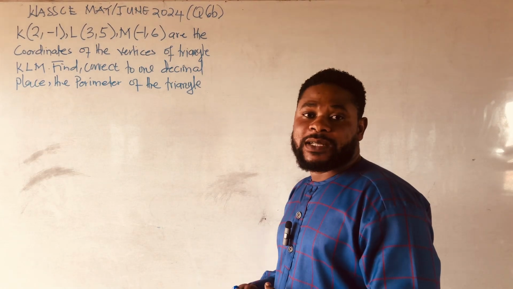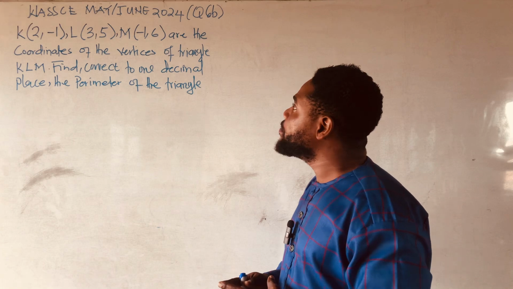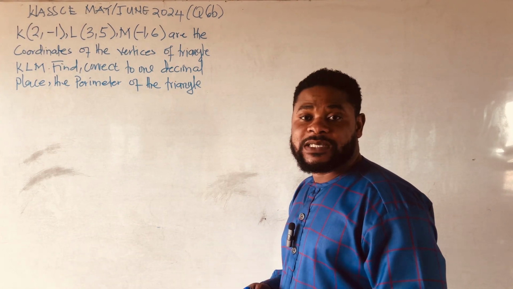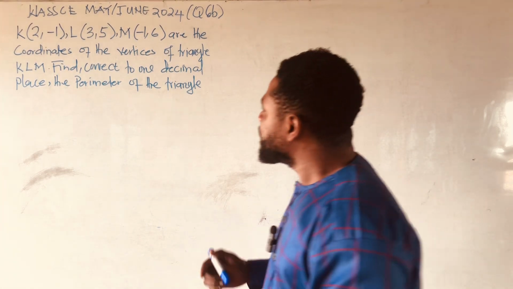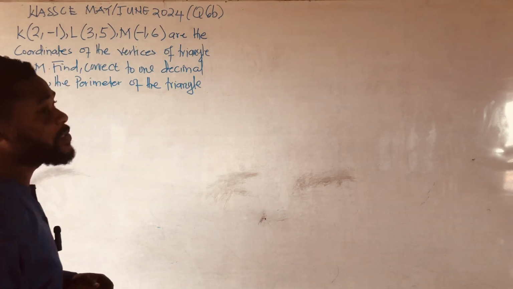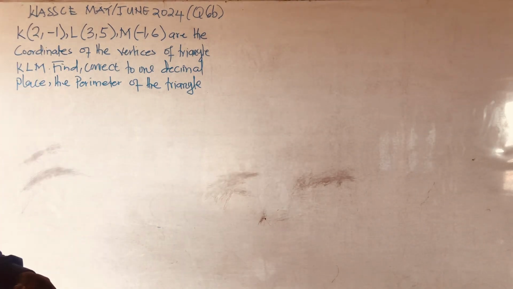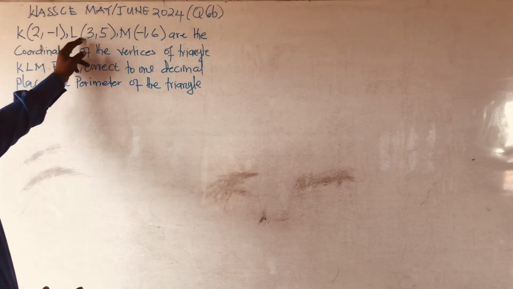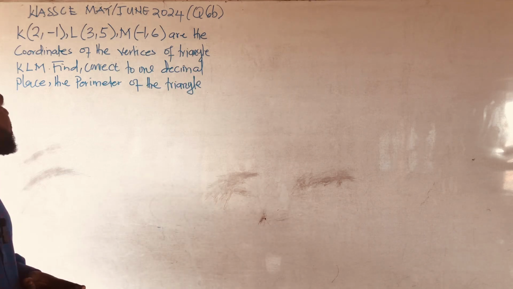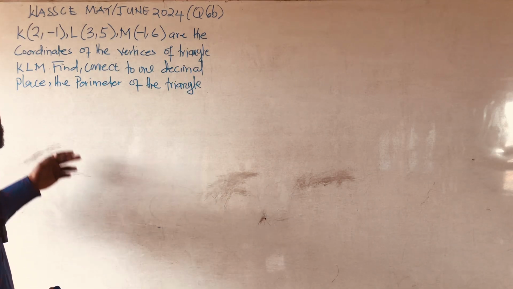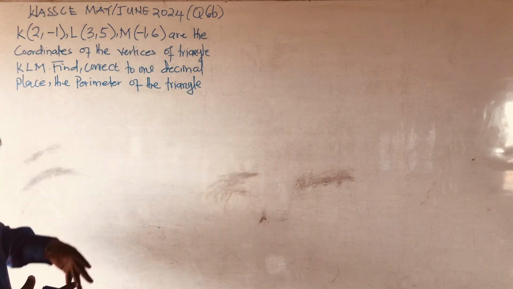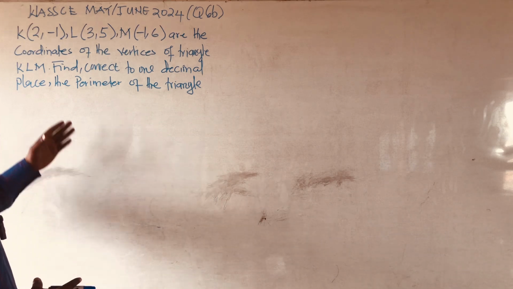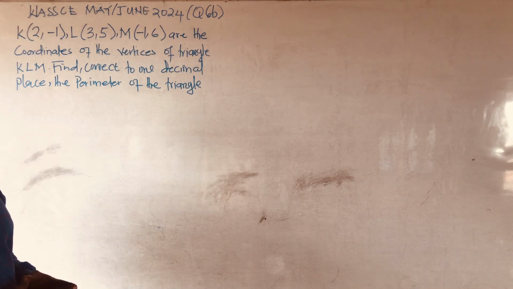Today, we want to look at how we can answer WASSCE May/June 2024 question 6b. Let us see how we can answer this question. We have been told in the question that K, L, M are the coordinates of the vertices of triangle KLM. Find, correct to one decimal place, the perimeter of the triangle.